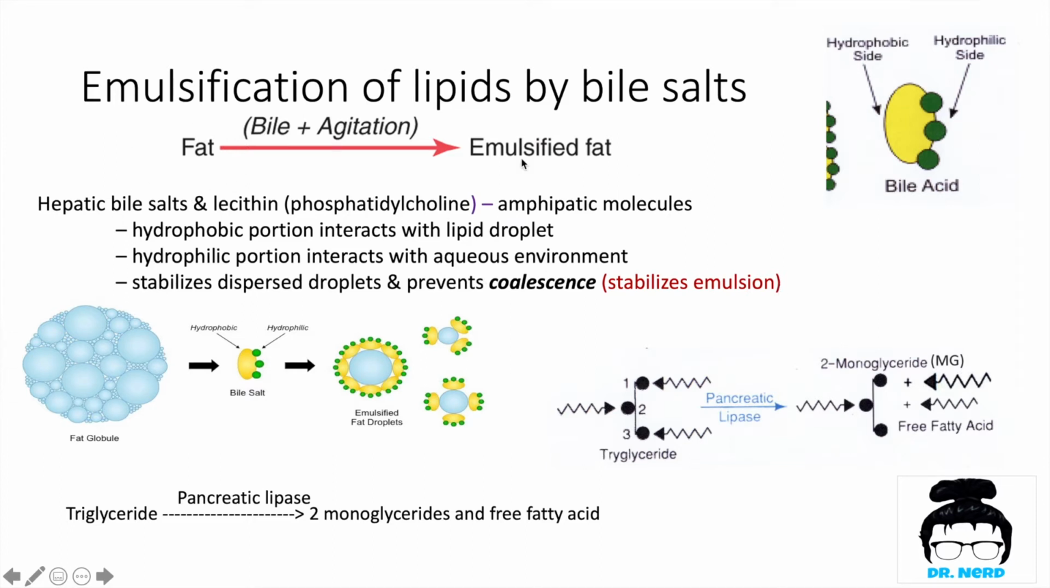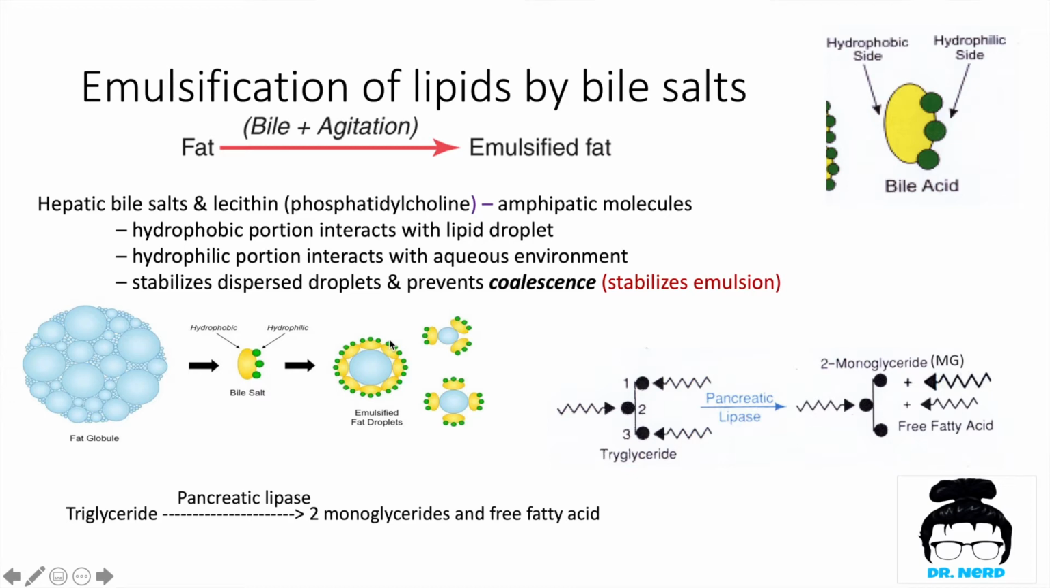It has a hydrophobic side and a hydrophilic side. Now you have a fat molecule over here and you have a bile salt. As we've said, bile salt has a hydrophobic and a hydrophilic part. The hydrophobic part interacts with the surface of the fat molecule, and then the hydrophilic part is the part that interacts with the aqueous environment around the fat molecule, which allows it to be emulsified and be able to solubilize in water environment.